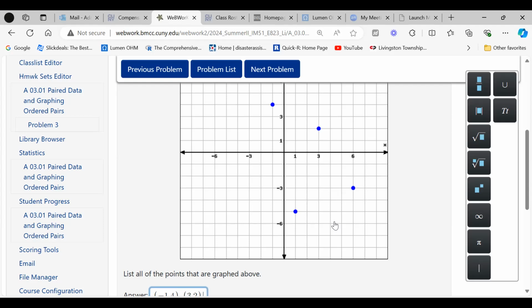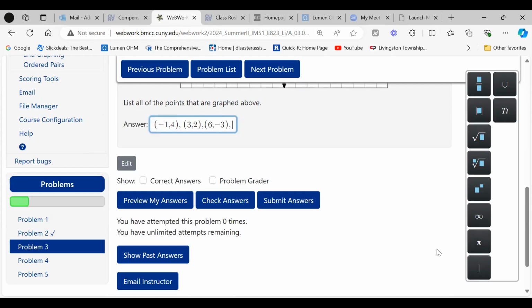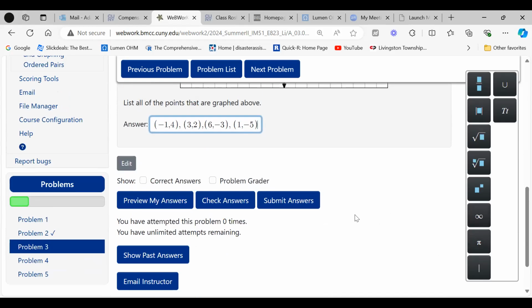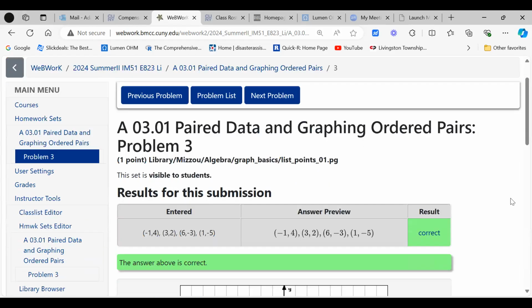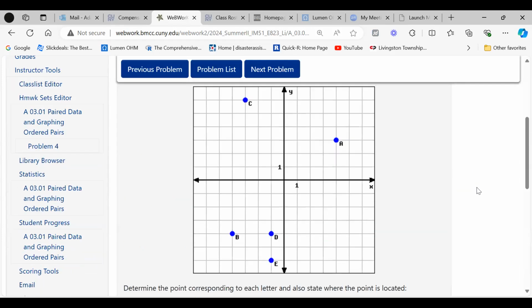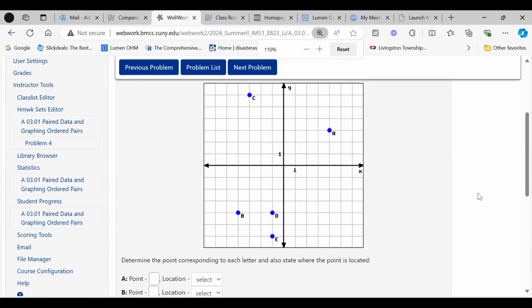Third one, 6, -3. Yes. And last one, 1, -5. Great job. It's all good. 1 and -5. Any question about this? No. Very good. And let's look at the next one, right? Anybody want to try this one?